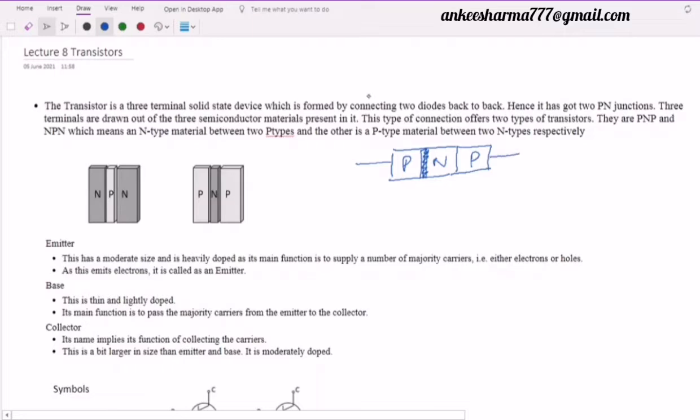Or in the other case, if we have N here, then in between these two ends we are going to have one P. So there are two types of transistors, that is PNP or NPN. Now what is going to happen? We have already studied that whenever there is a PN type semiconductor, a depletion region will be formed over here. So we'll have a depletion region over here also. And over here, if you look, there is N and P, so definitely here also we'll get a depletion region.